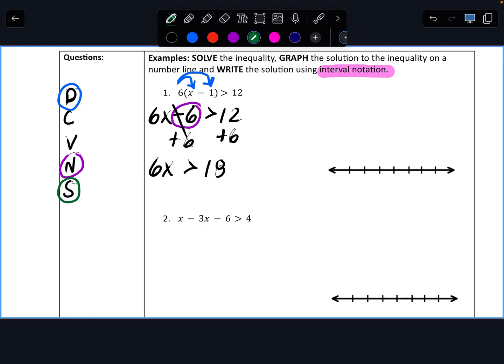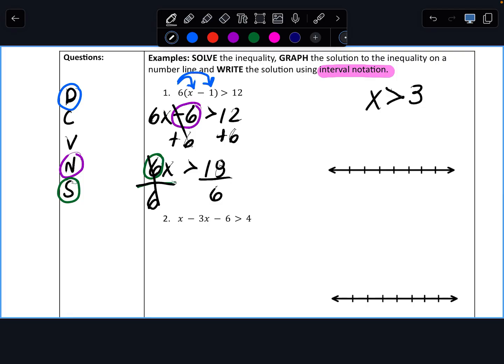Then I move on to my solve. So this 6 needs to go away. Needs to be moved from the left to the right. I'm going to do that using inverse operations. Right now it's multiplication, so I'm going to divide both sides by 6. Dividing by a positive number, so I don't need to flip my inequality sign. Those cancel, and I'm left with x. X is greater than 3. 18 divided by 6 is going to give me 3. So my answer is x is greater than 3.